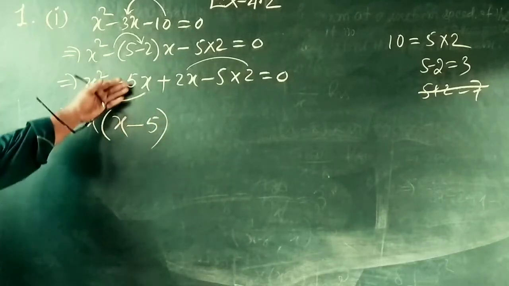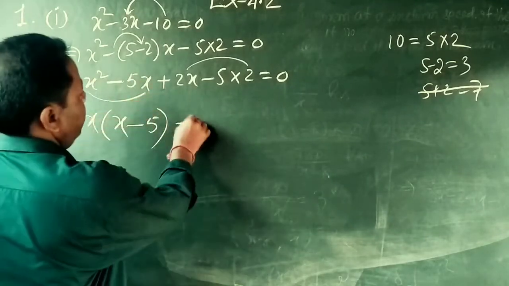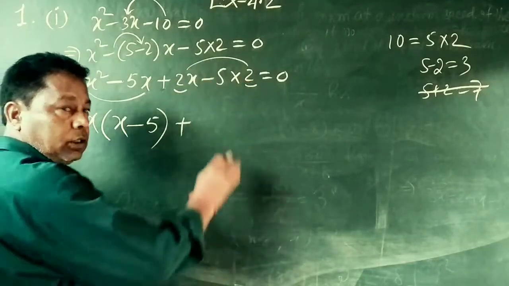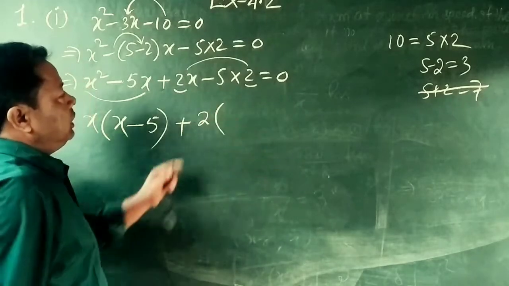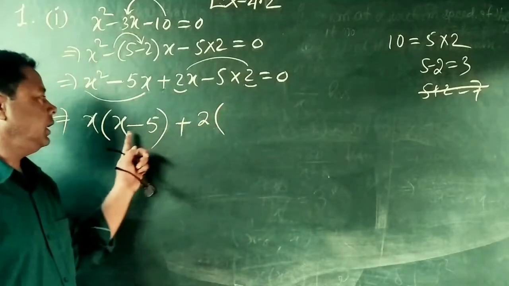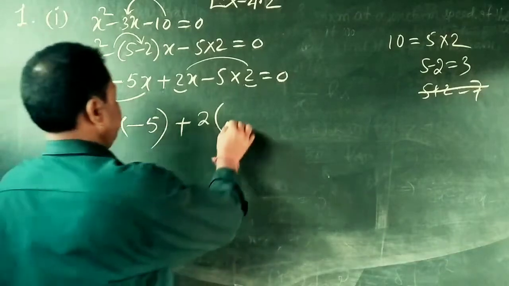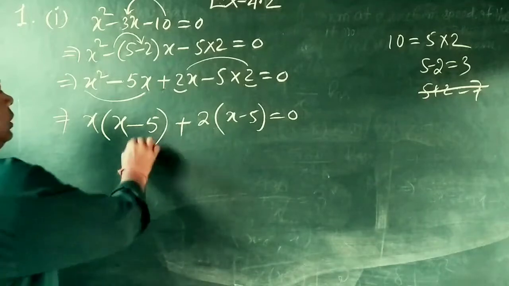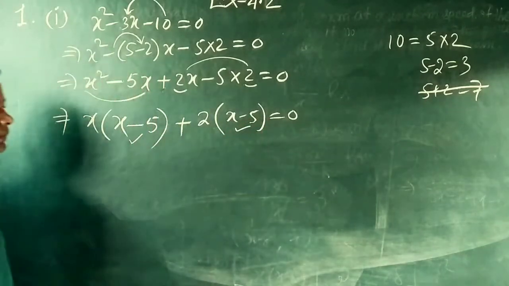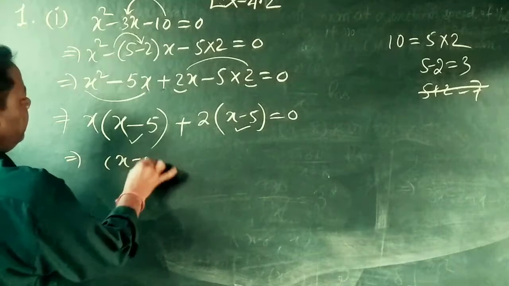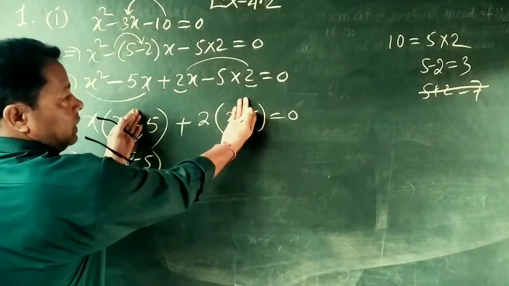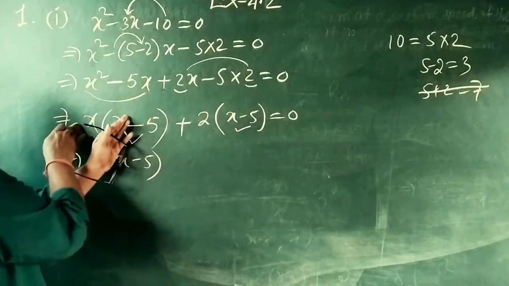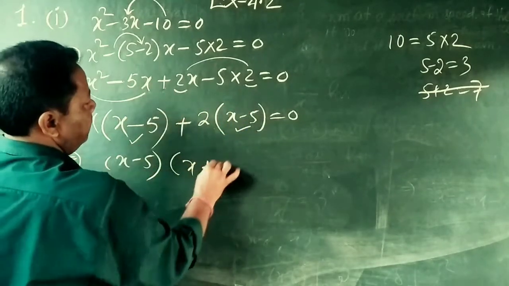After finishing the first 2 terms, the sign plus is to be written, and from the last 2 terms, the common factor is 2. After taking 2 common from the last 2 terms, x minus 5 is to be copied down, equal to 0. Now what is common in both the terms? x minus 5. Then these 2 terms are already written. Then what are the terms left for writing? Here it is x and there plus 2.